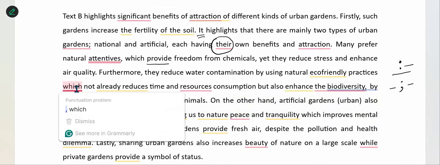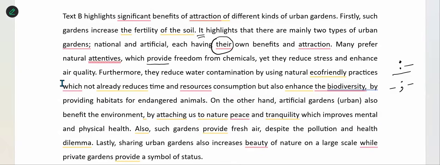Which, not only, there's again a mistake. Wherever you use a relative pronoun, use a comma before it, so it should be a comma over here. Which reduce, again it should be which reduces. If you are talking about practices, then it's okay, then it should be reduce, not reduces. This is the verb, and this verb should be matched with the noun before.